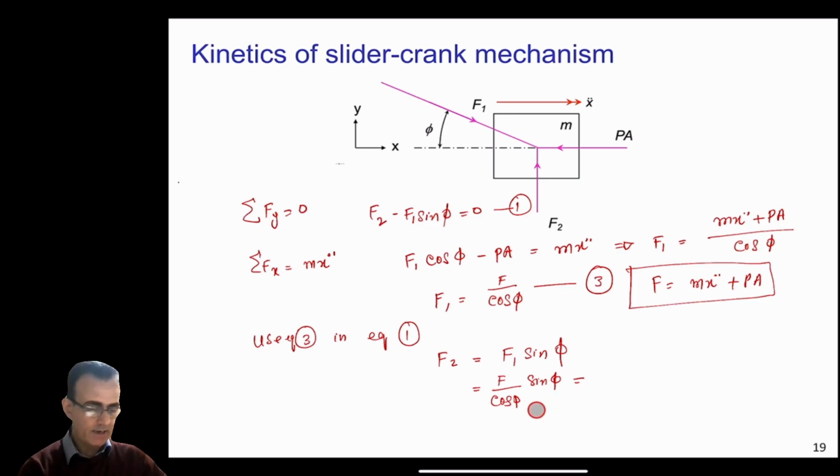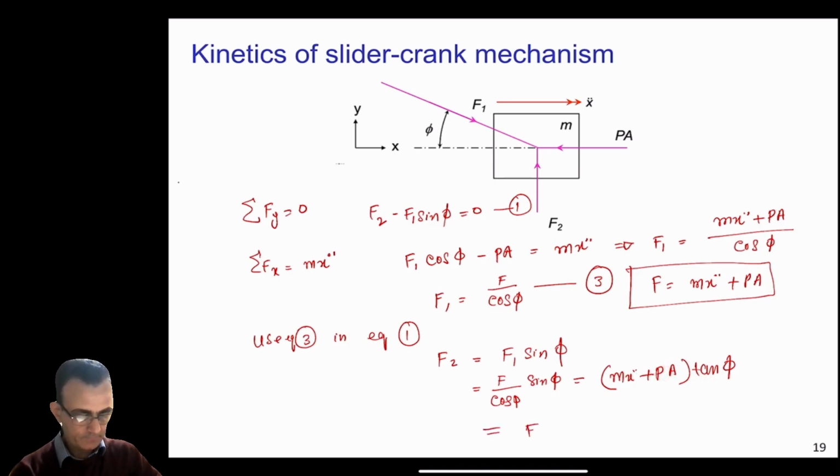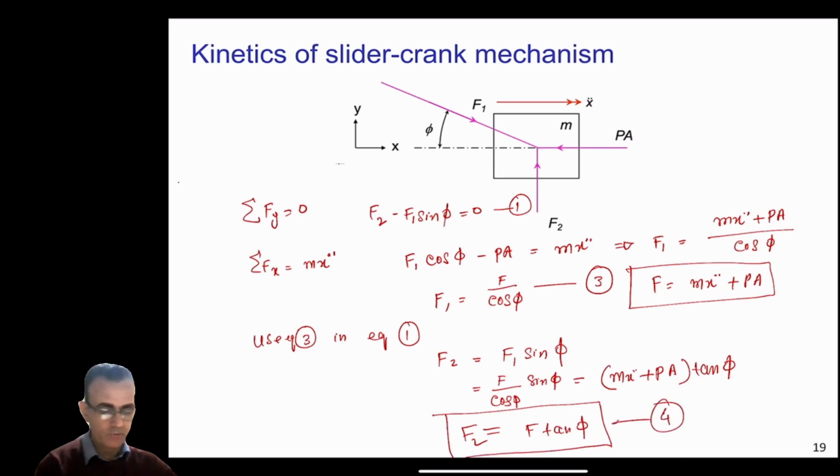So sine divided by cos becomes tangent. So F, in this case, you can call it m x double dot plus Pa, into tangent phi here. Or you can call this equal to F. So F2 becomes equal to F tangent phi, and you can call this equation 4.